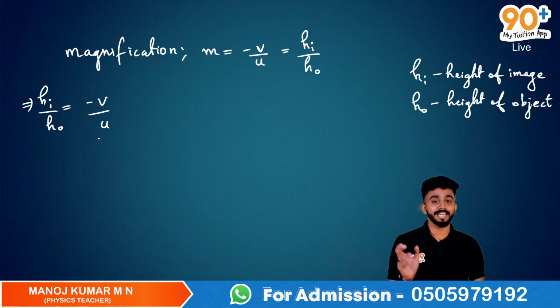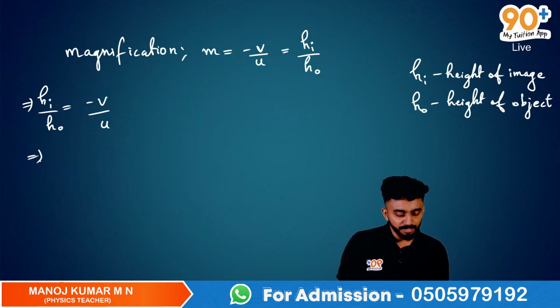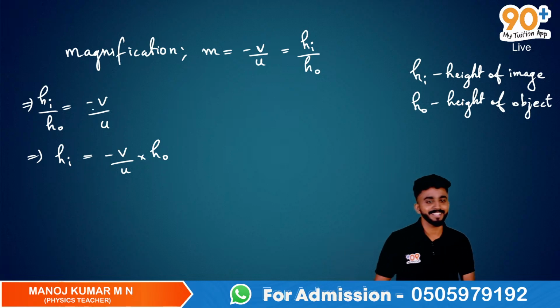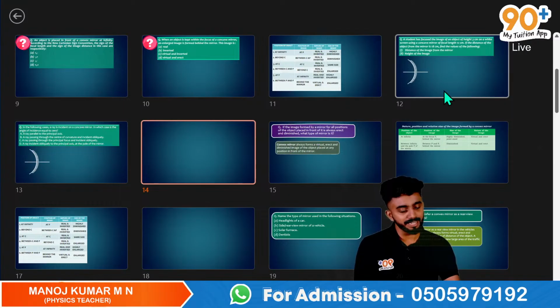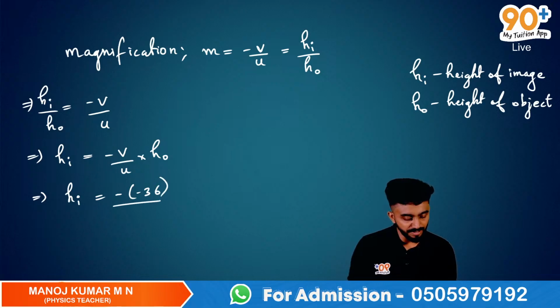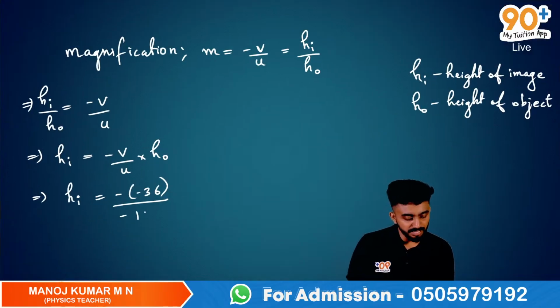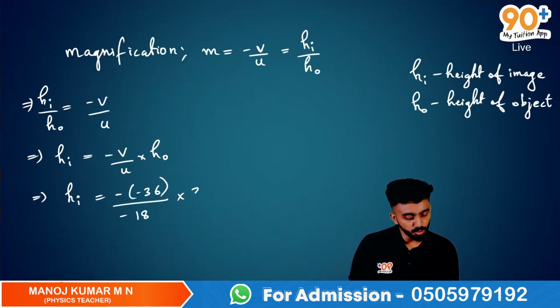From this, we have to find out HI, the height of the image, because all the other values we know. HI is equal to minus v by u into HO. This HO will go to the other side. Understood? So we can write HI is equal to minus v. What is the v value, guys? Minus 36, right? So minus of minus 36 divided by u. What is u? U is minus 18 centimeter. Into HO. What is HO? HO is 3 centimeter, so it is into 3.